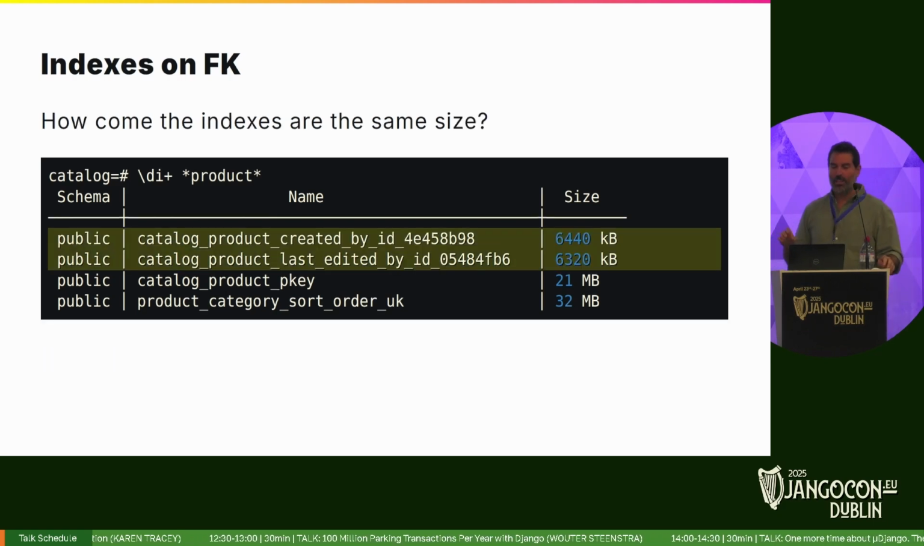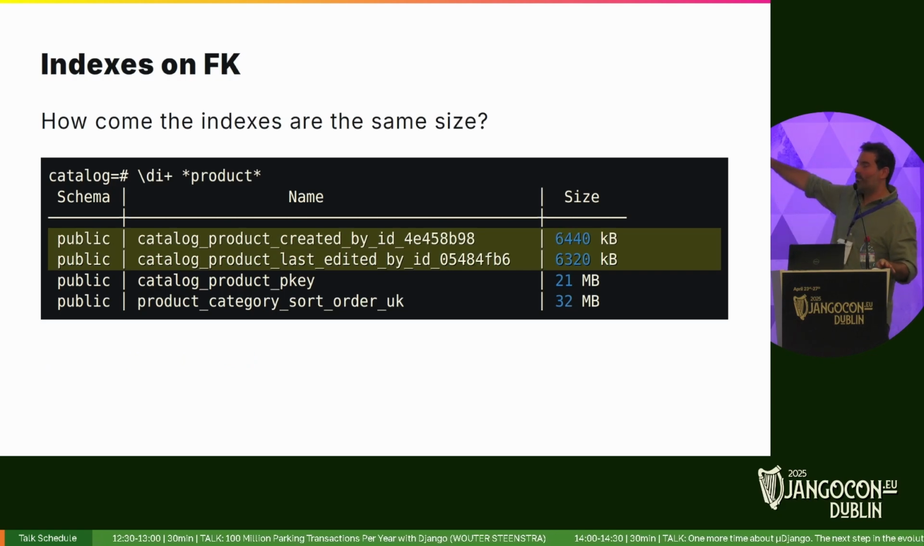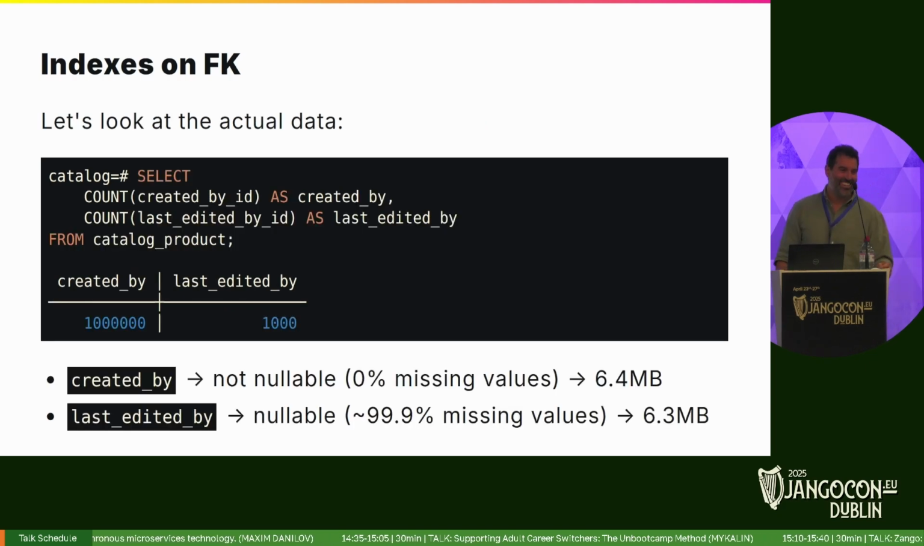What is the point? Let me give you a hint. What do you see here? We have 2 indexes on the user, and both of them are the same size. Yeah, just shout it out. Last edited is nullable, so we could put a condition on that index. No, don't tell them the answer, man. Just say why they are the same size. Okay. Okay, should I stop now? I don't know. Keep going.